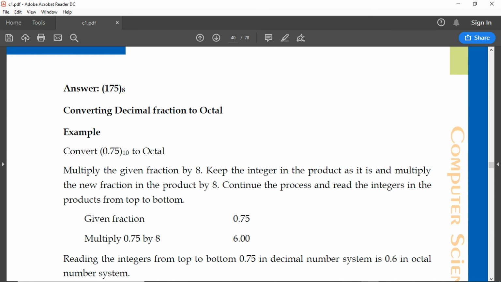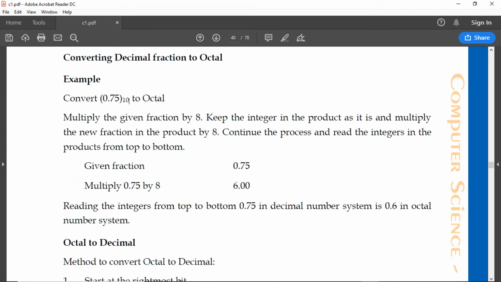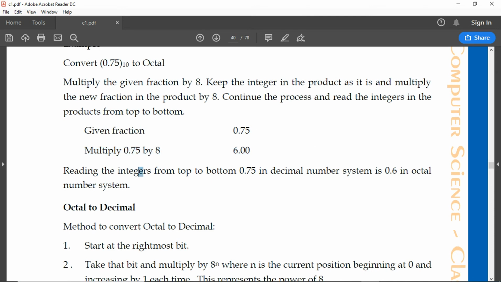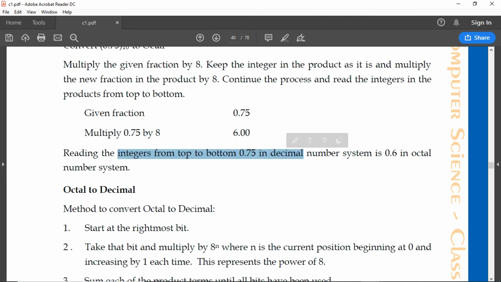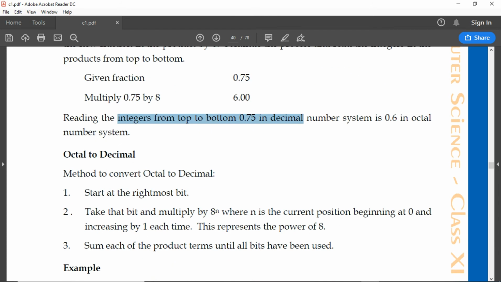Converting decimal fraction to octal. Example. Convert 0.75 base 10 to octal. Multiply the given fraction by 8. Keep the integer in the product as it is and multiply the new fraction in the product by 8. Continue the process and read the integers in the products from top to bottom. Given fraction 0.75. Multiply 0.75 by 8, 6.00. Reading the integers from top to bottom, 0.75 in decimal number system is 0.6 in octal number system.